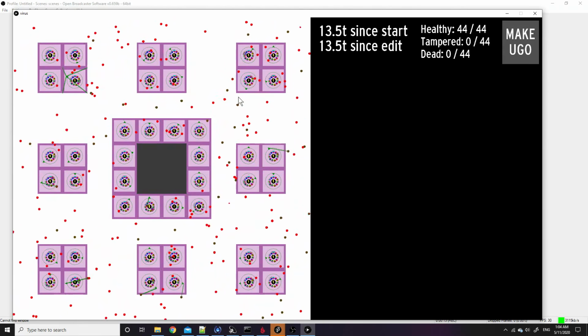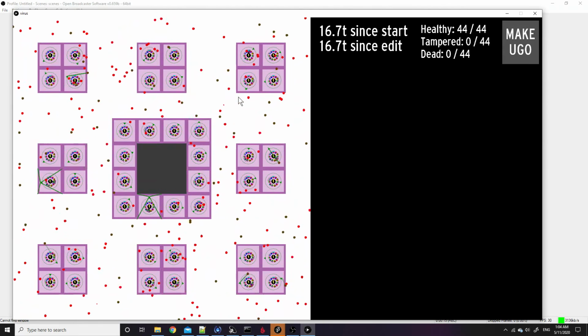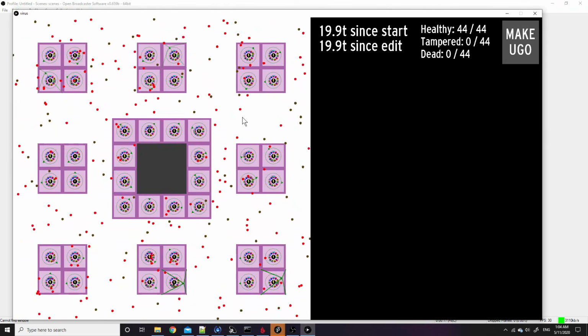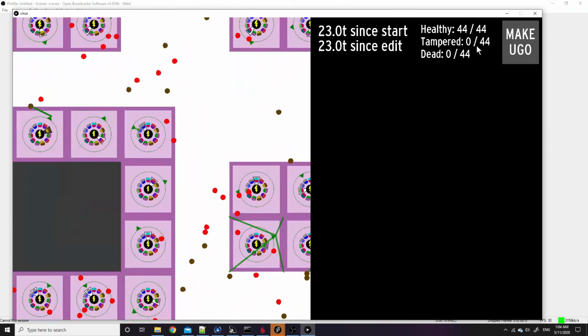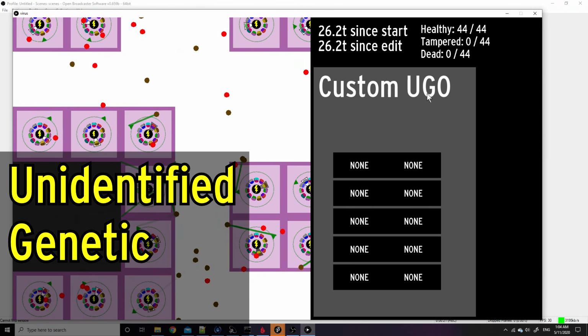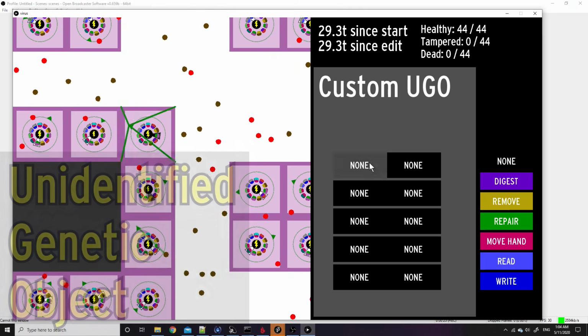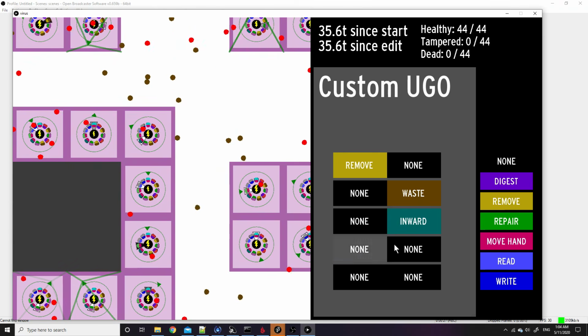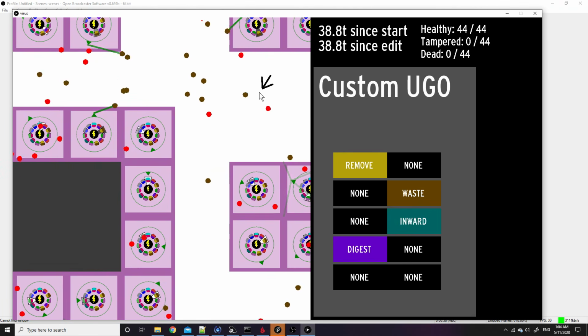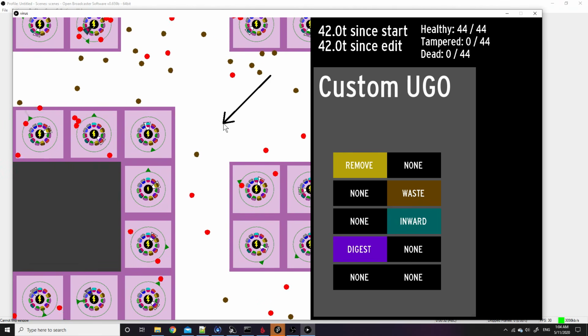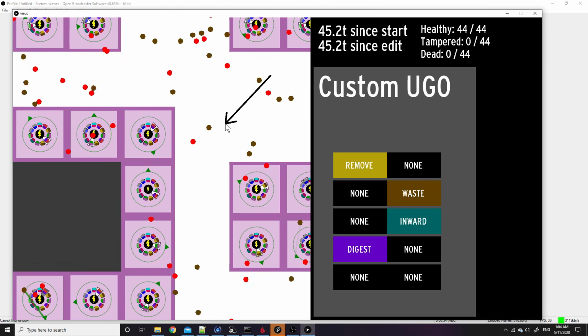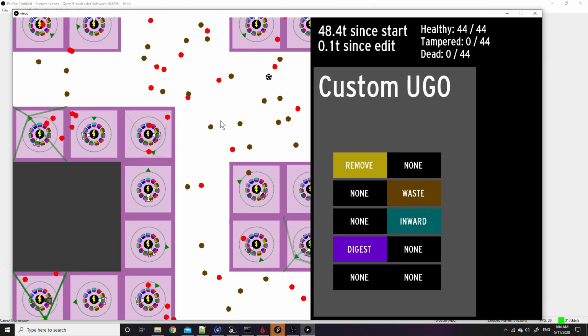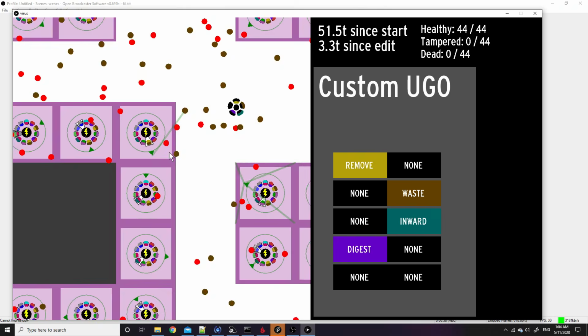Hi everyone, this is part 2 of my virus simulator series, and in this part, I'm gonna try to get to the point where we can create our own unidentified genetic objects, and we can code these by editing these black squares here. Then, we can test them out on our little organism here, like this, to see how infectious it is. Is it really deadly? Maybe it spreads a lot but it isn't deadly? There's only one way to find out, and that's by running the simulation.